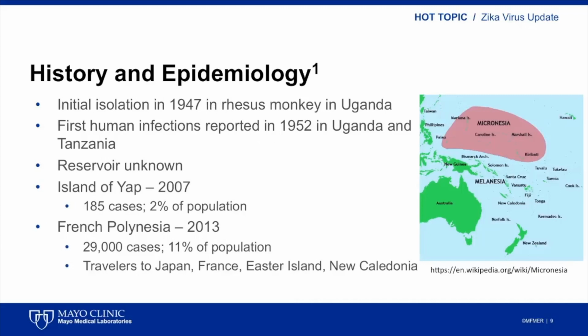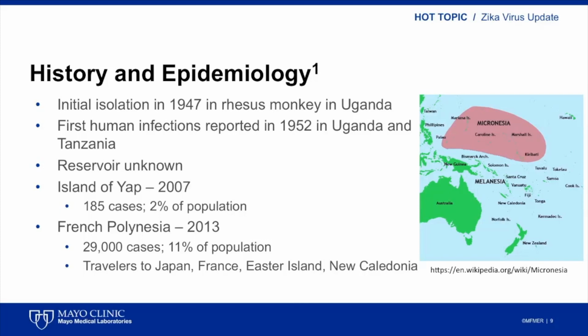To review, Zika virus was initially isolated in 1947 in sentinel rhesus monkeys that were used for yellow fever research in Uganda. The first human infections were then reported in 1952 in Uganda and Tanzania. In terms of confirmed human infections, sporadic cases were reported in Nigeria, Indonesia, Thailand, and Gabon from the early 1970s to 2010. There was a significant epidemic on the Micronesian island of Yap in 2007.